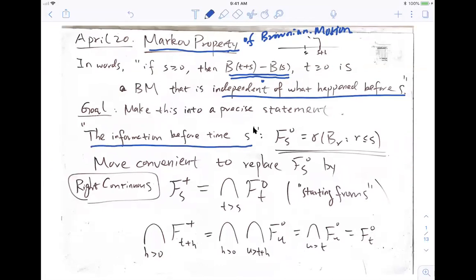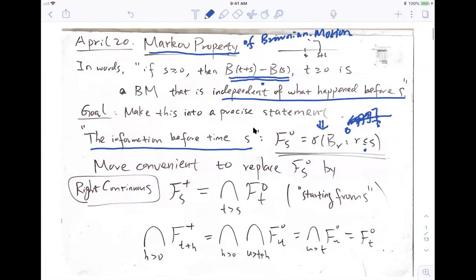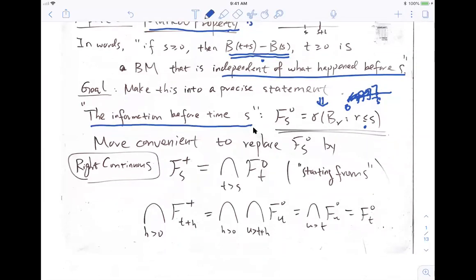So a very natural idea is we just choose all the Brownian variables B_r for all r less than s. We call this F_s^0. This is all the information we know up to time s. We choose all the information we know up to time s, so we call this F_s^0. Basically, this is just the information we need.